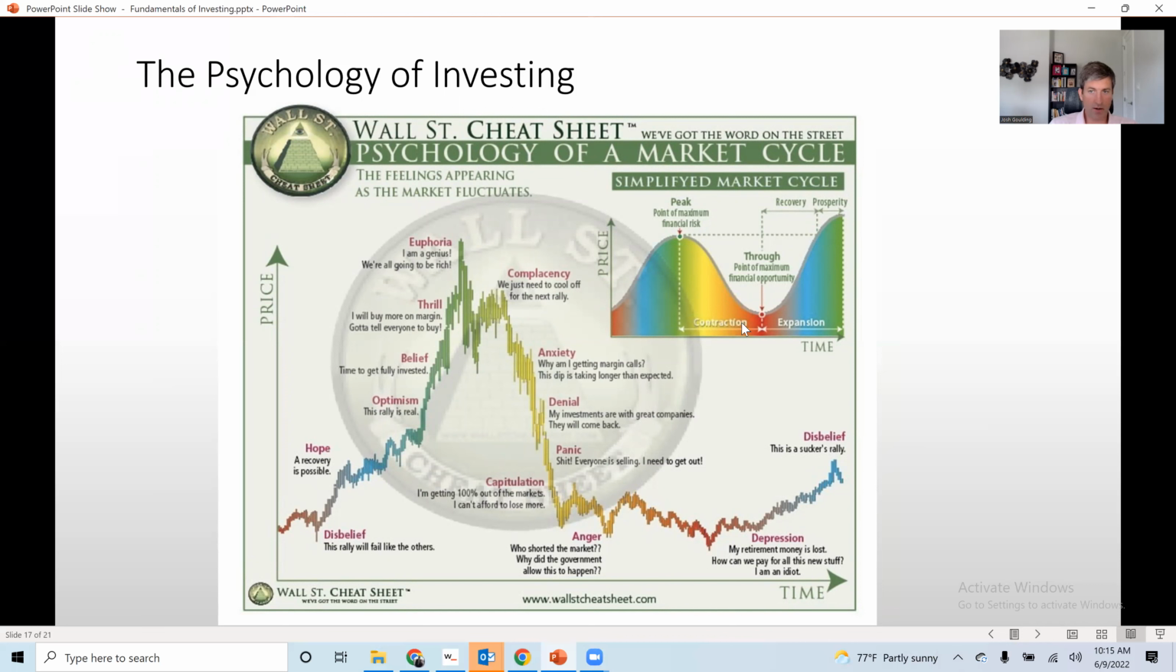This point here, where everyone is very fearful, upset, depressed, a lot of negativity, that's generally the point of maximum financial opportunity. And the point of maximum financial risk is when everyone thinks making money in the market is easy. It happened in the 90s, it happened during the pandemic, and it will happen again in the future, right? It's just the cycle of markets.